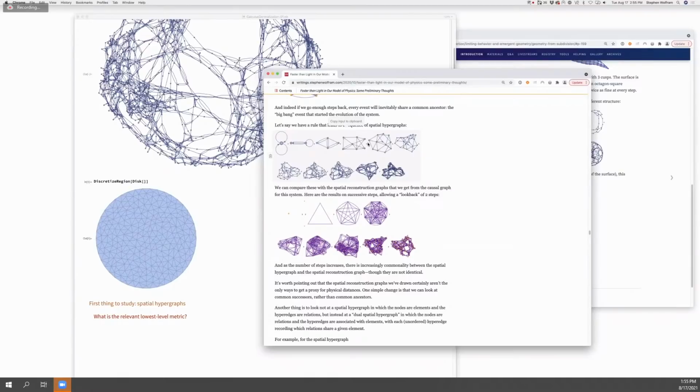So this is the evolution of a spatial hypergraph with a particular updating order. Okay, you understand that? Mm-hmm. Okay.